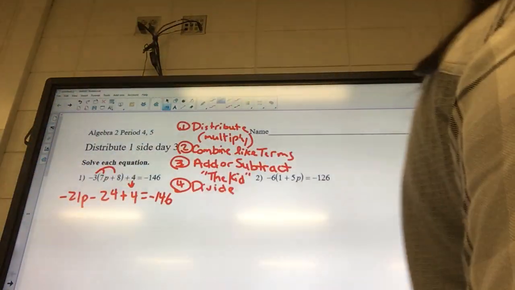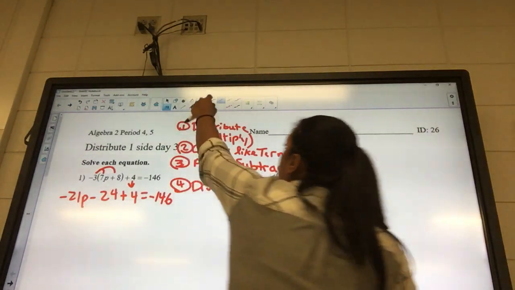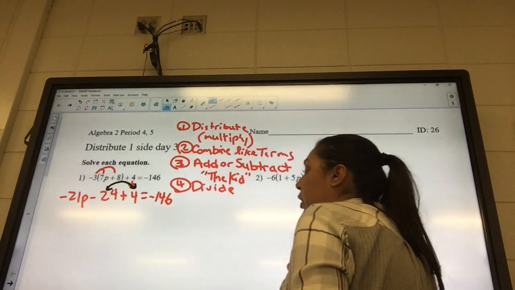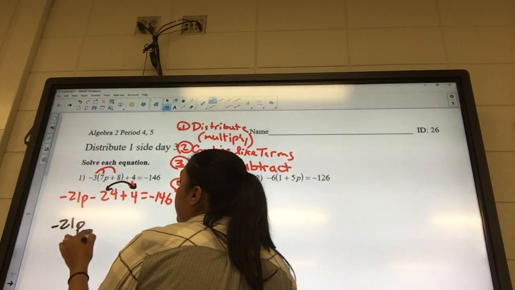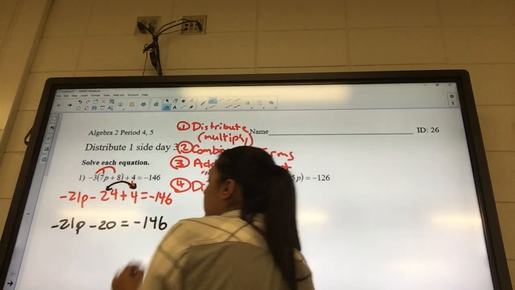Now our next step is going to be to combine our like terms. So we're going to look at this and say, well, what can we combine? Well, I can combine these two because they're just numbers. They have no variable with them. So I got negative 21p minus 20 equals negative 146.